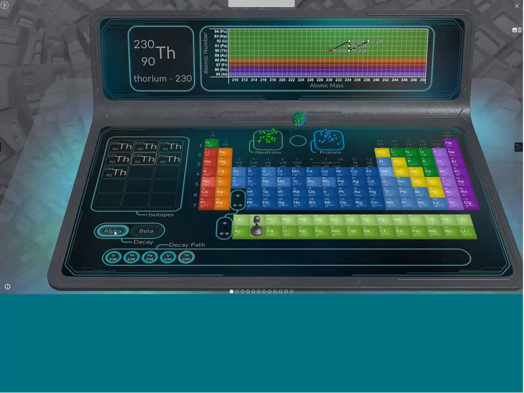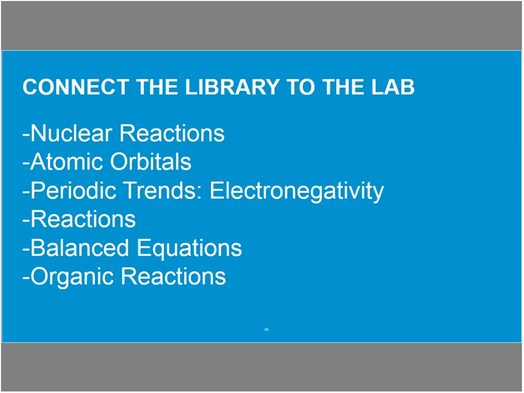So we all understand the importance of a nuclear reaction, but the vast majority of chemical reactions that we see in the lab actually happen in the electrons. So Angie, I'm going to pass this over to Angie now, and she is going to show us an example of how students can study electron orbitals.